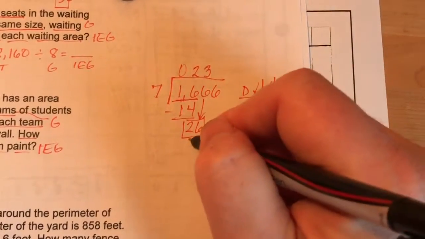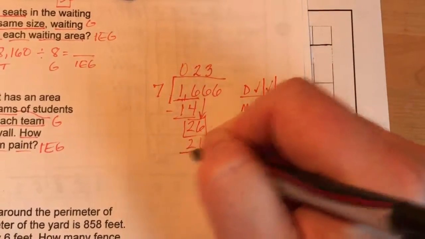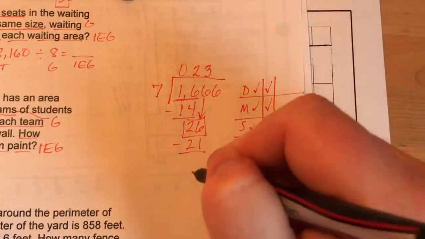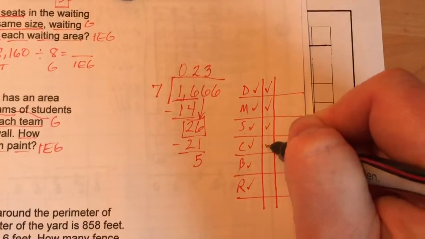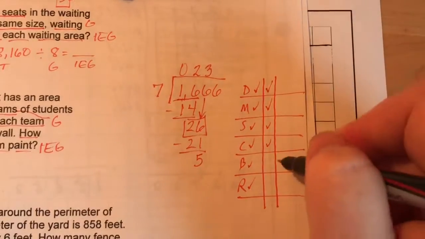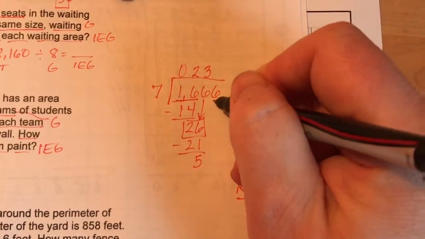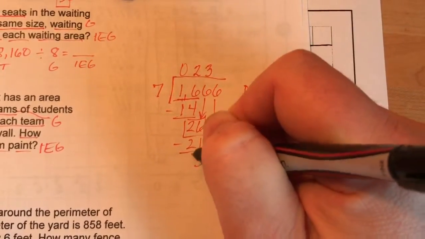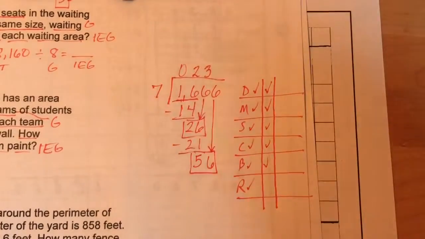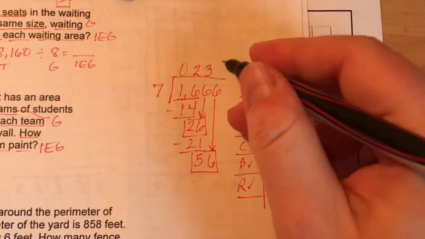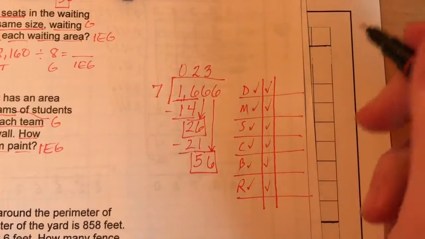Multiply. 7 times 3 is 21. Subtract. 26 minus 21 is 5. Check. Is the king happy? Yes, 5 is lower than 7. Bring down my leftover 6 and join it with the 5. So we unwrapped and joined them together. And now we're going to repeat because of that spot left in the quotient.